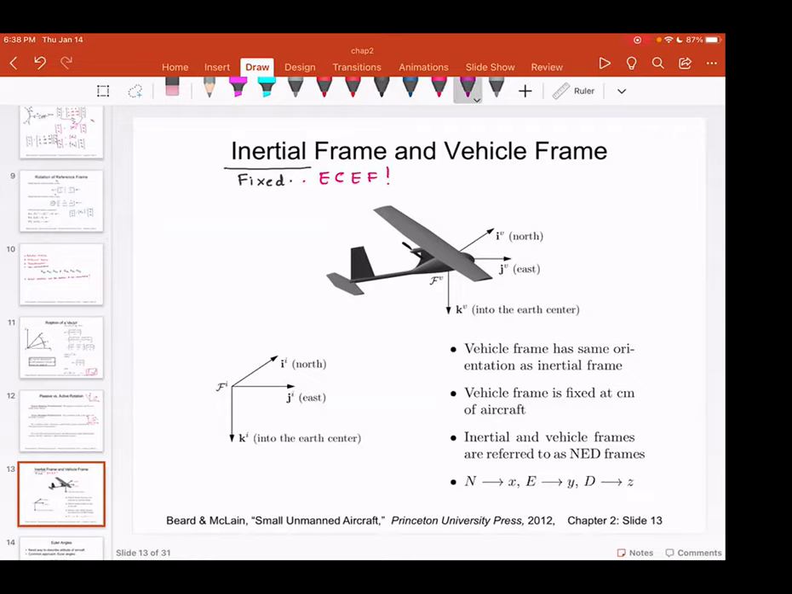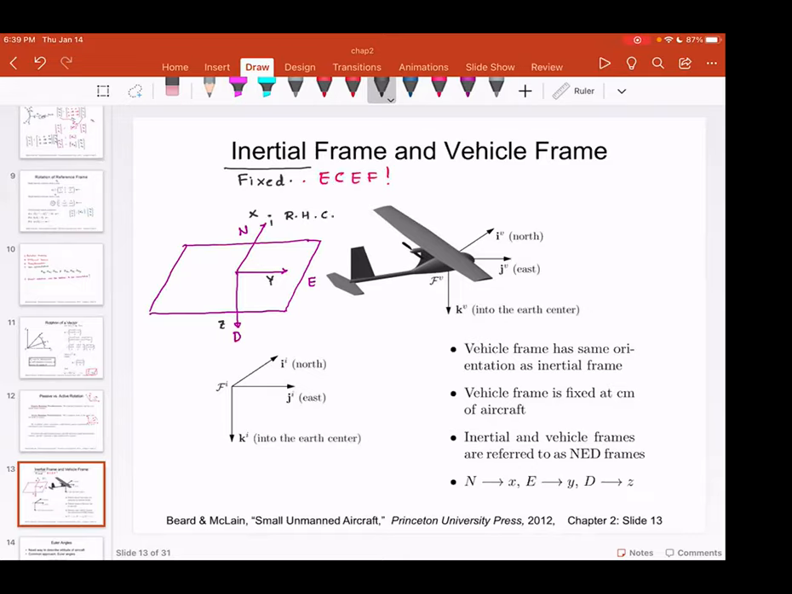In the context of MAVs, we are going to assume a flat earth, and our north is always represented something like this, east, and our down is always going down the flat plane. So my coordinate frame is going to be north, east, and down. The north vector is usually considered x, east vector is considered y, down vector is considered z. This again is a right-hand coordinate system.